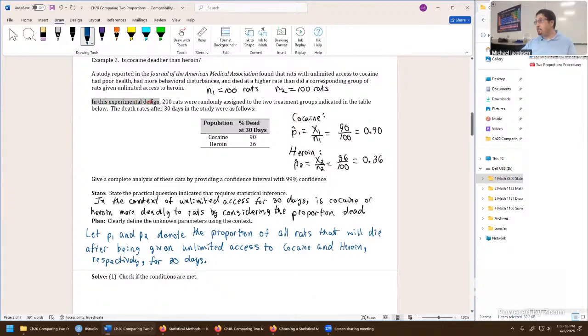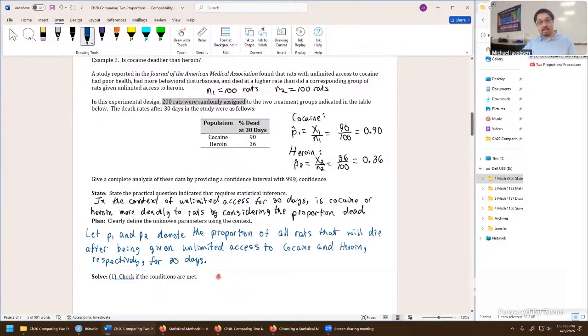So the fact that this is an experimental design means the conclusions can now be about cause and effect in this problem here. But it also means when we took these 200 rats and randomly assigned them to two experimental conditions, that qualifies as obtaining a simple random sample.